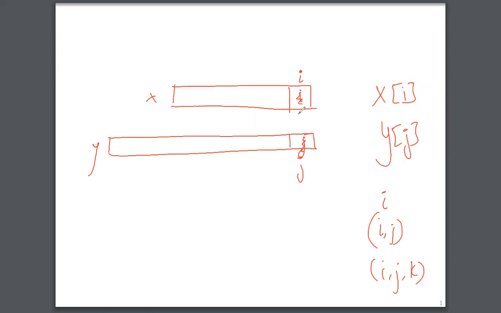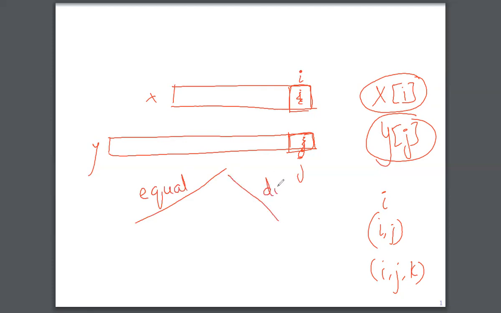Here we are looking at the last characters I and J of these two strings. So what are the possibilities here? This character, you're either equal or not equal. You have two options. So either they are equal or they are different, the last characters.